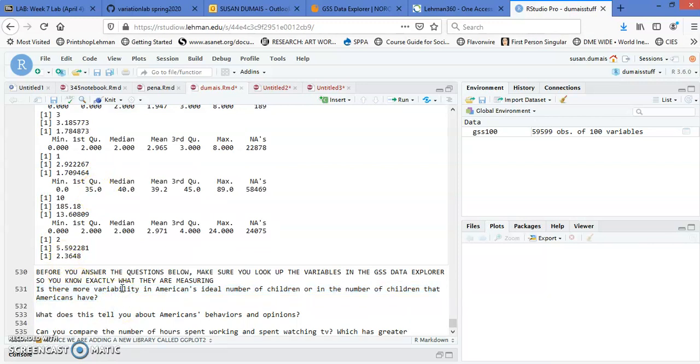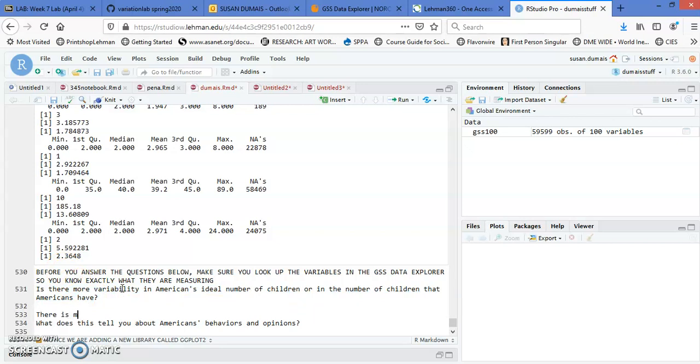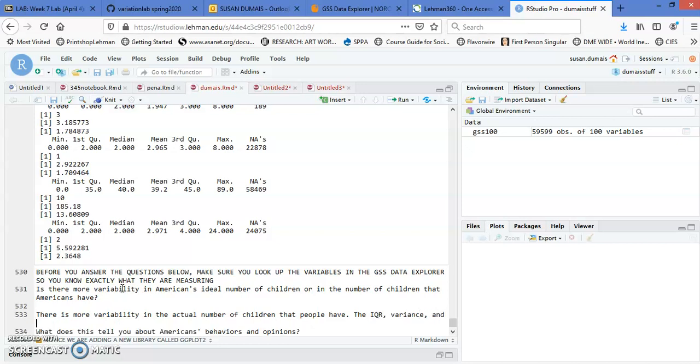So my answer here will be, there is more variability in the actual number of children that people have. The IQR, variance, and standard deviation are all smaller for child ideal than they are for child.